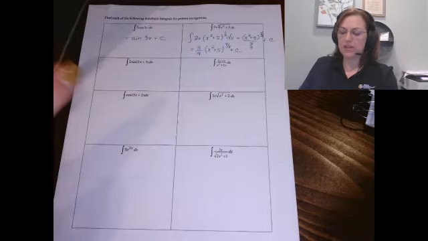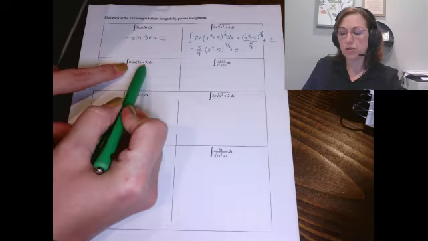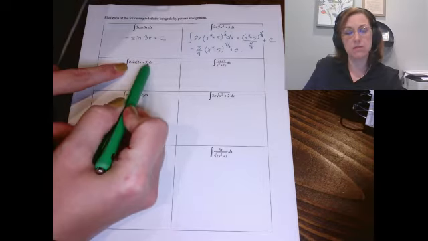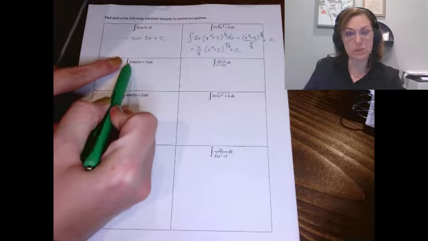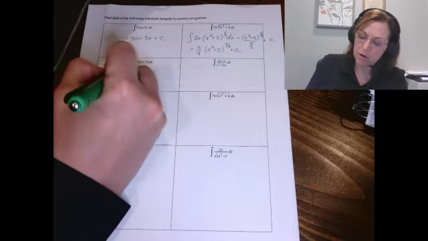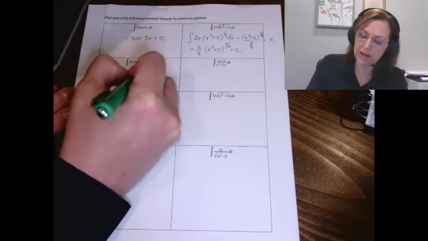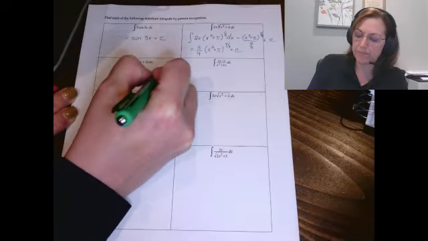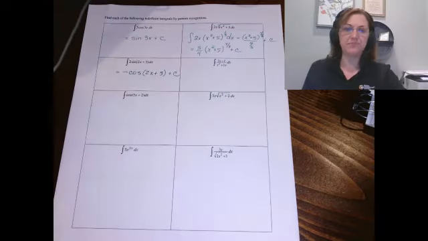Okay, look at this. Your inner function is 2x plus 3. The derivative of that would be the 2 sitting here. So we're going to go ahead and integrate sine of 2x plus 3, which would be negative cosine of 2x plus 3 plus c.